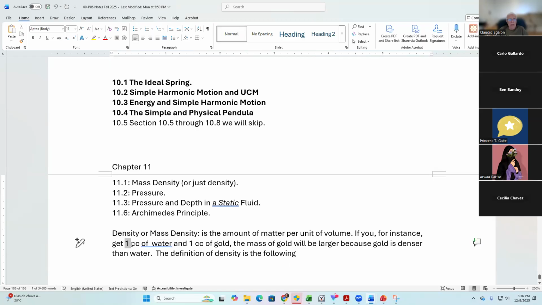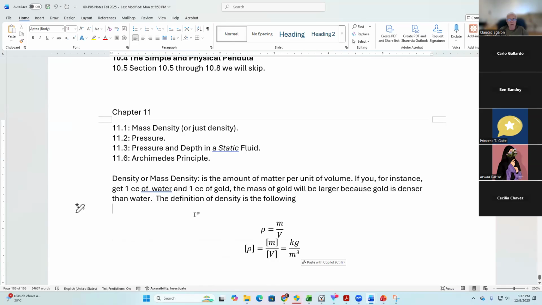Okay, compare, for instance, a volume of 1 cubic centimeter of water and 1 cubic centimeter of gold. Or let's say 1 cubic meter of water and 1 cubic meter of gold. The mass of gold will be larger because gold is denser than water. Okay, and what's the mathematical definition? We used this concept of density in our very first lab. Do you remember?